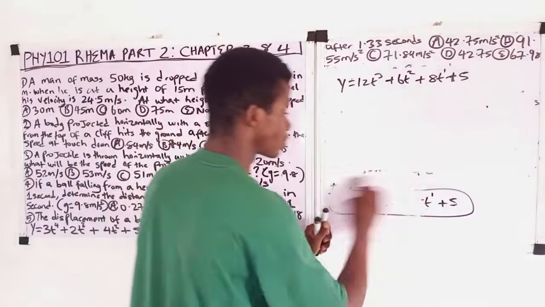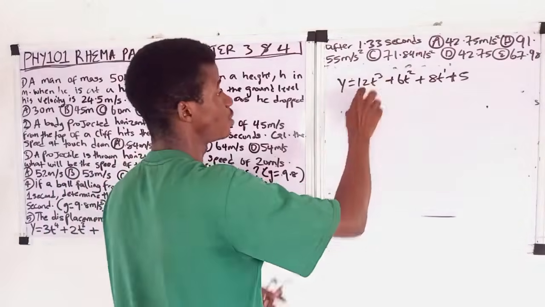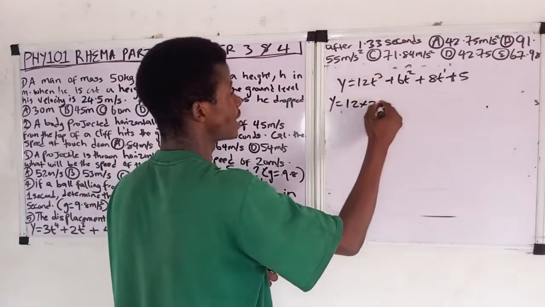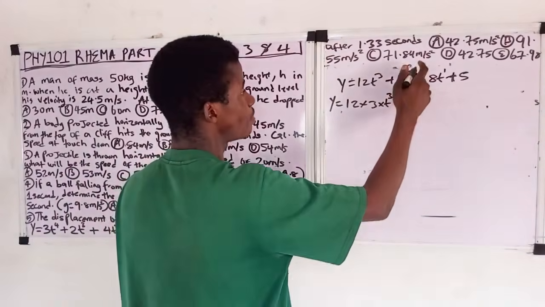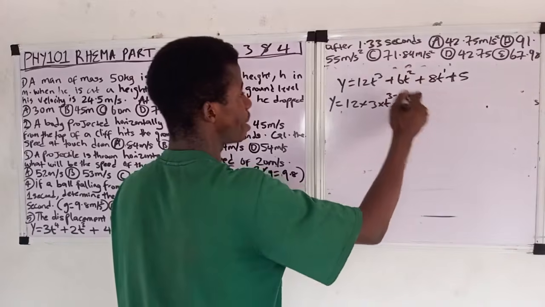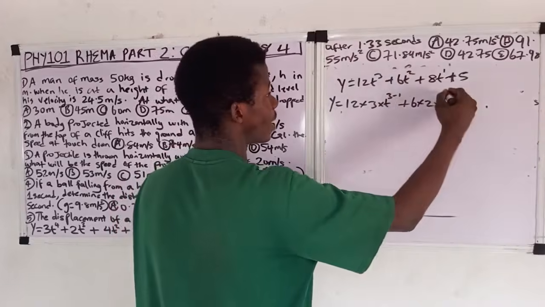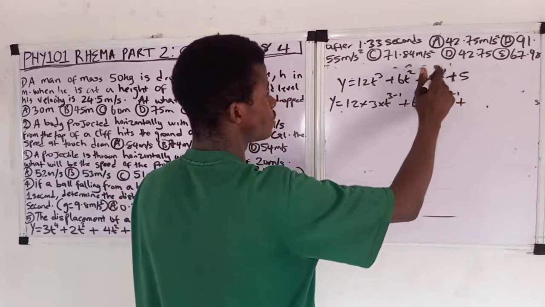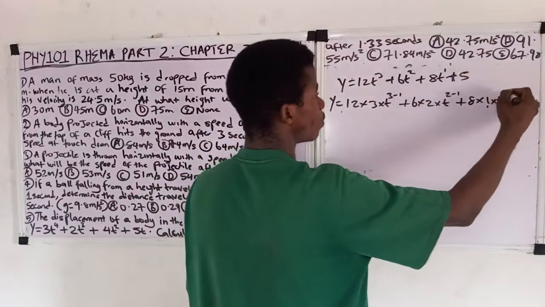I told you guys how to differentiate: multiply the power by the coefficient. So y will be equal to 12 times 3, then times t, take away 1 from the power. Then plus 6 times 2, then times t, so 2 minus 1. Then plus multiply the coefficient by the power, so 8 times 1, then times t, take away 1 from the power.